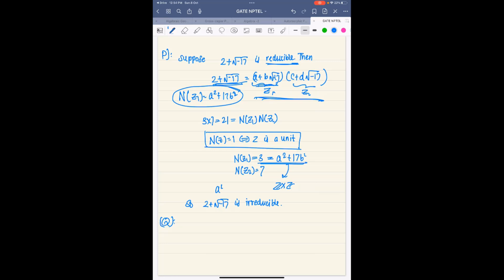So the other statement: we want to check whether this element is a prime element. So 2 plus square root of minus 17 times 2 minus square root of minus 17 is what? This is 4 plus 17, which is 21. And 21 can be written as 3 times 7. Okay.